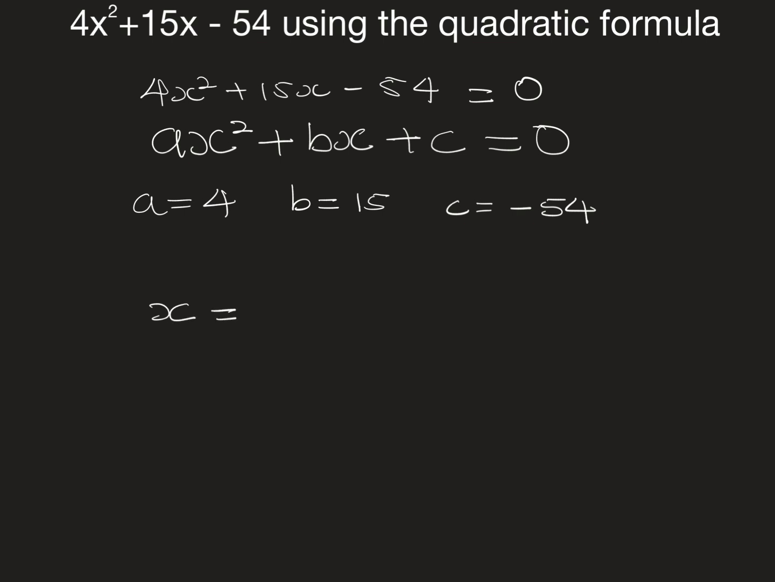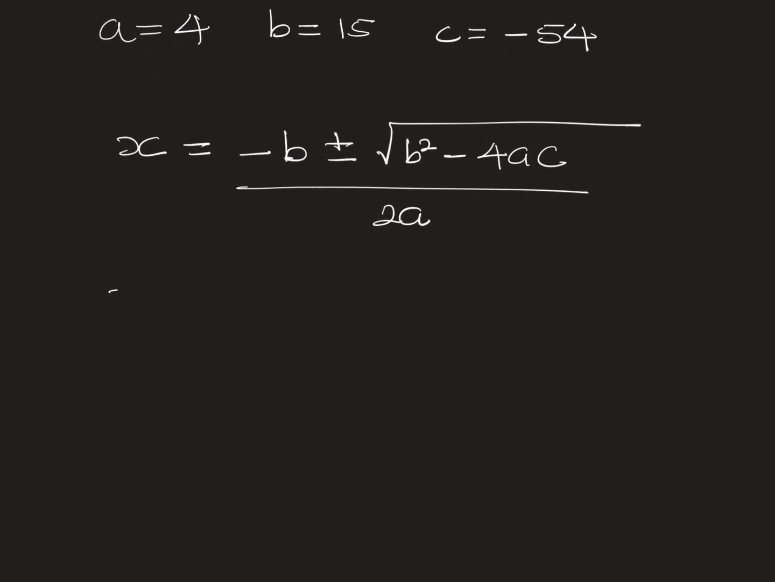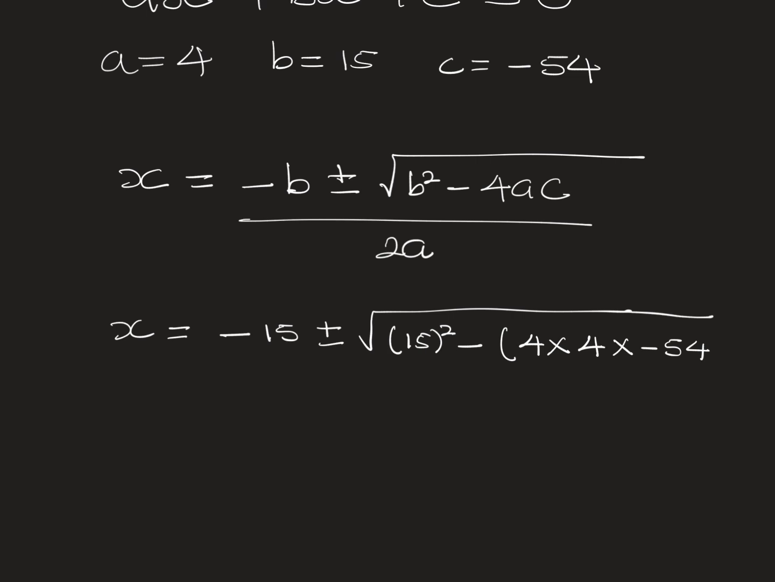And x is equal to minus b plus or minus the square root of b squared minus 4ac, all over 2a. So if we substitute the values, this will be minus, what is b? b is 15, plus or minus the square root of, what is b? b is 15, squared, minus 4 times what is a? a is 4, what is c? negative 54, all over 2 times what is a? a is 4.